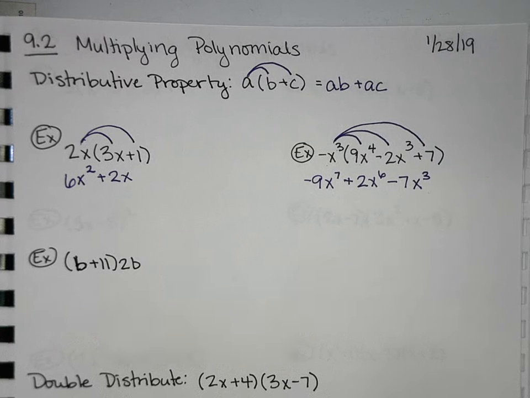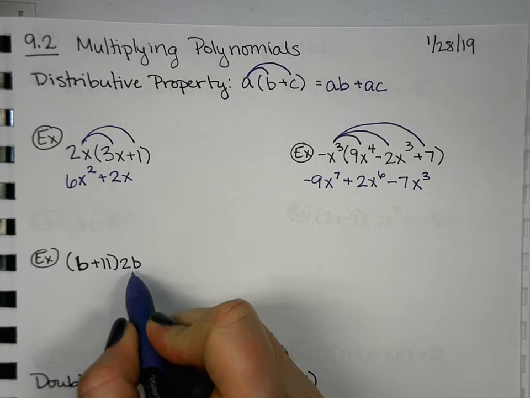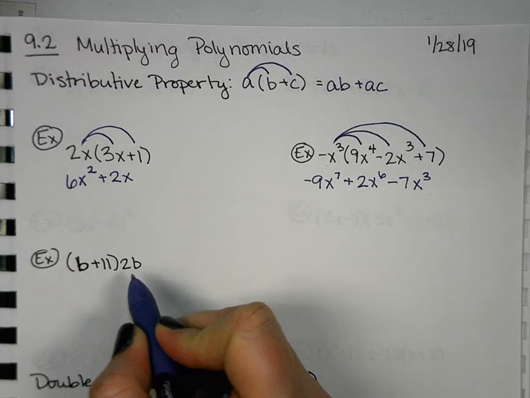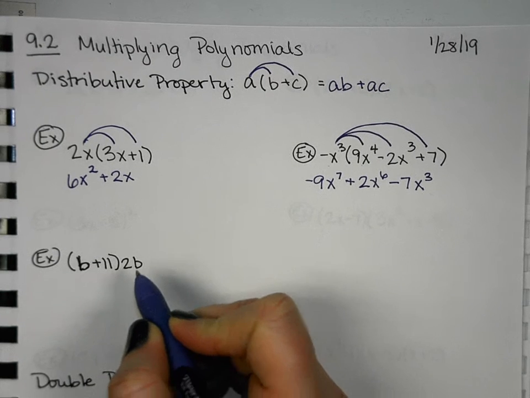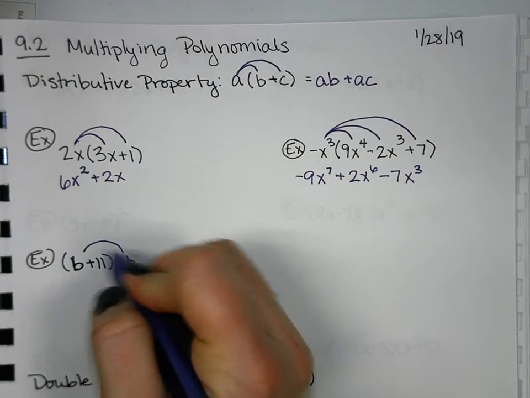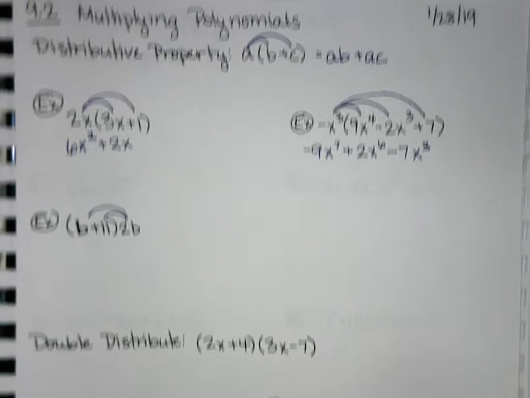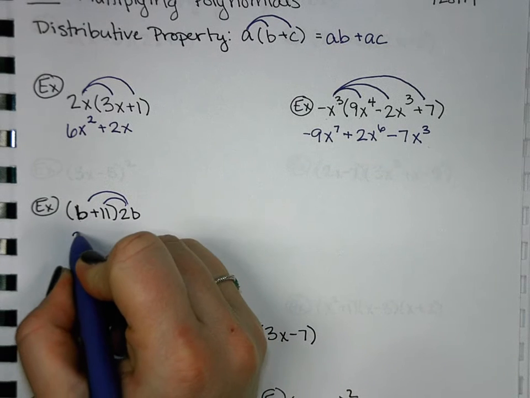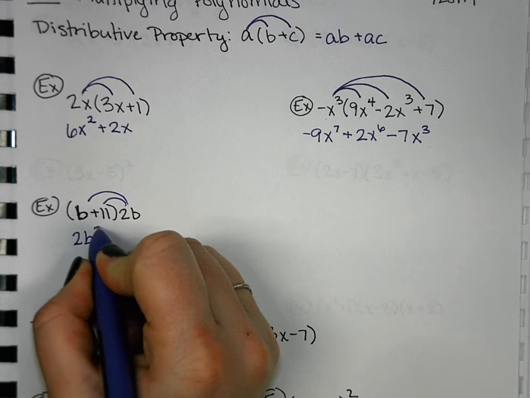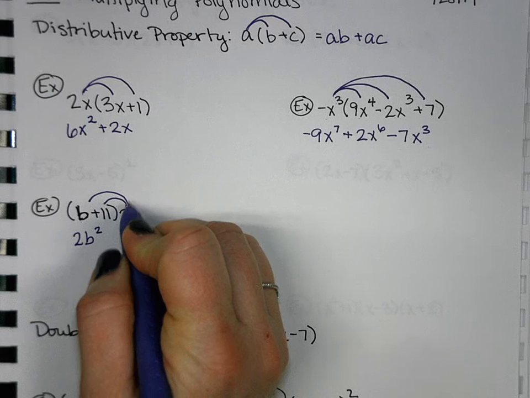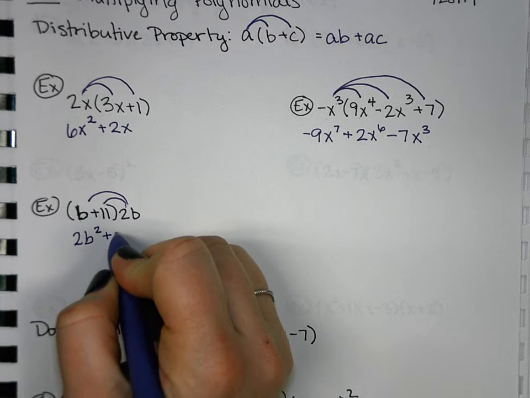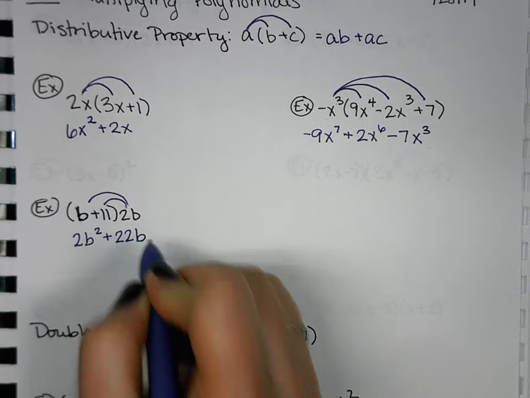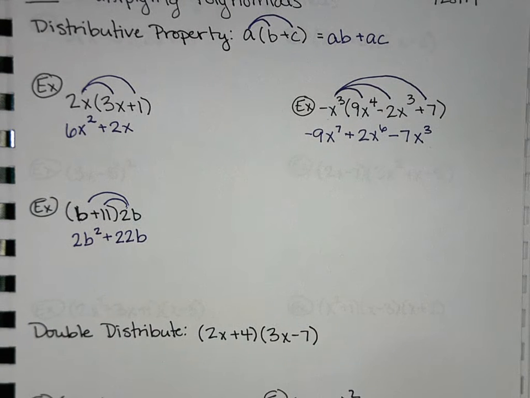Now, does anything change if our monomial is on the other side of the parentheses? Do we do it any differently? No. We just multiply from the other side. So 2b times b, 2b squared, and then 2b times 11, 22b. How many of you guys remembered that from earlier classes? Okay.